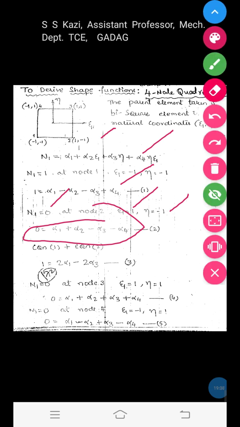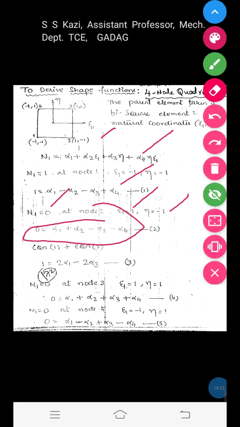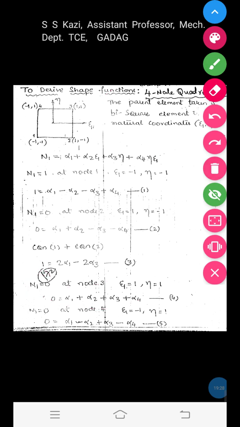Okay, now come to the second equation, third condition. At node 3 n1 is 0, and zeta is equal to 1, neta is equal to 1. Now if we substitute this condition into this equation, we will get 0 is equal to alpha 1 plus alpha 2 plus alpha 3 plus alpha 4.